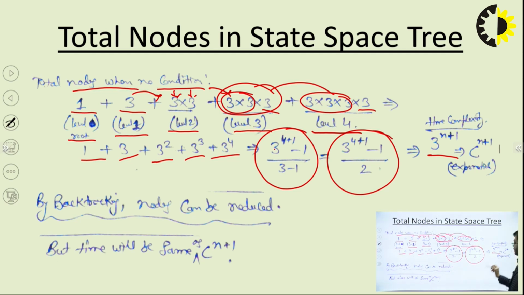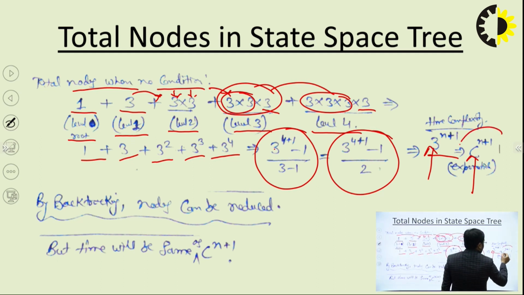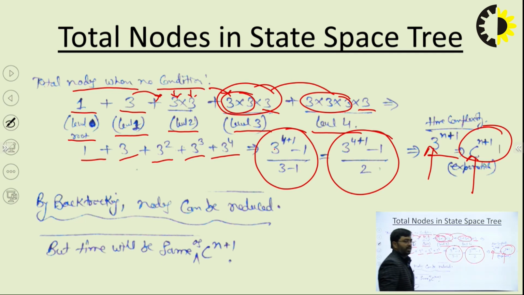That comes with 3 raised to power n plus 1, and 3 is the constant here. It means we can take C as a constant value in the place of 3. Then we can say the complexity of this type of problem, when no condition is given, is C raised to power n plus 1, which is again exponential complexity.